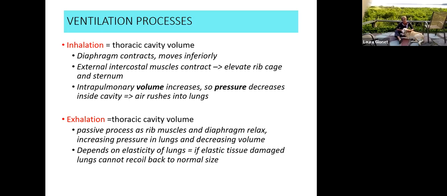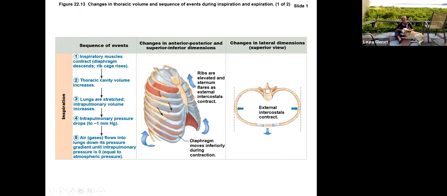Remember that we also have elastin fibers surrounding these alveoli, and they really help with compressing back each alveoli. The surfactant keeps it from collapsing, but we move gases not just on the peripheral and inferior surface, but throughout all the lung tissue. So exhalation depends on the elasticity of the lungs. If elastic tissue is damaged, lungs cannot recoil back to the normal size. So you'll have air movement to a certain extent, but not as much as you would hope for or you need to.